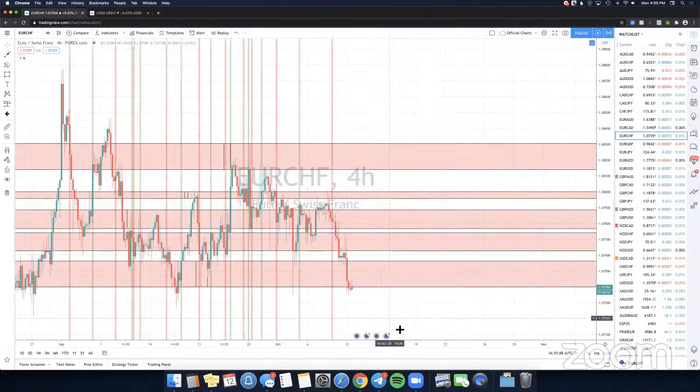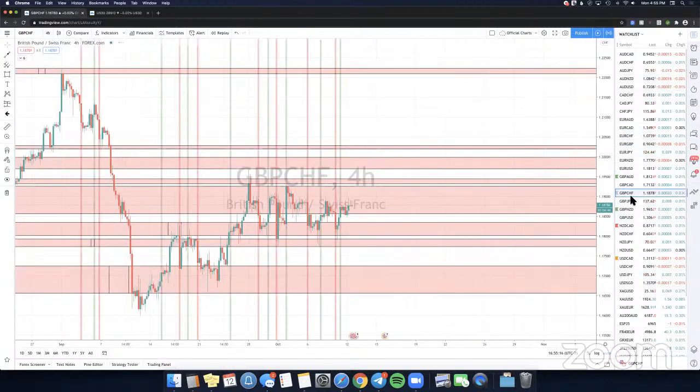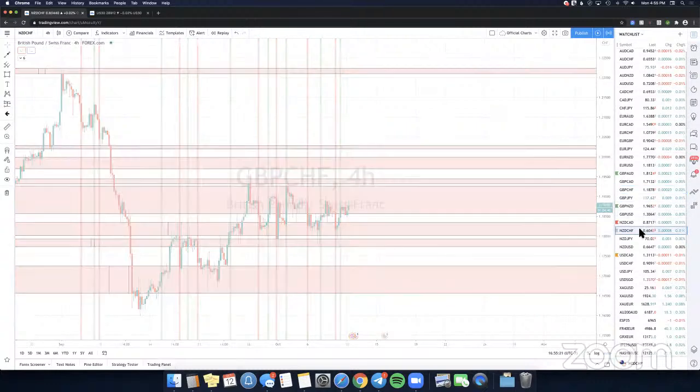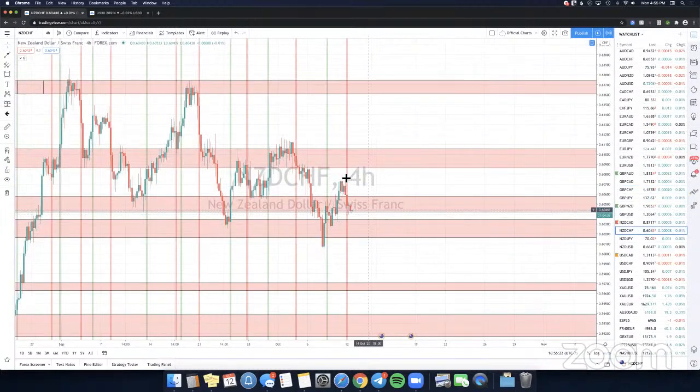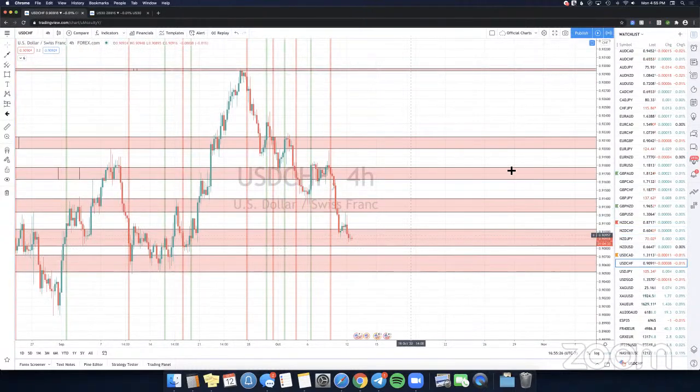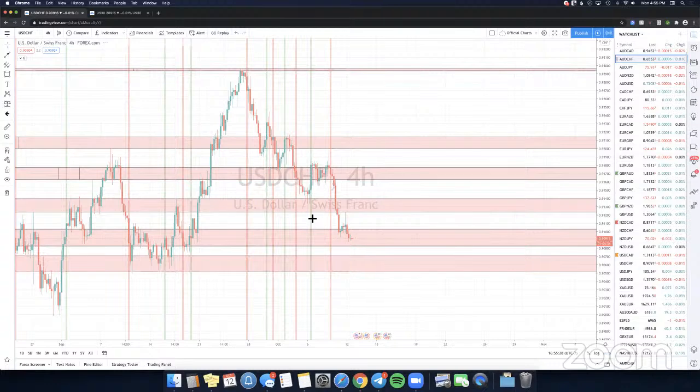Right here, it looks like CHF is coming down. It looks like it retraced up a little bit, but it's still coming down. This one looks like it's just going sideways, so we're going to disregard that. NZD CHF looks like it's coming down as well. USD CHF is also coming down. So this correlates to the same entry for this trade.